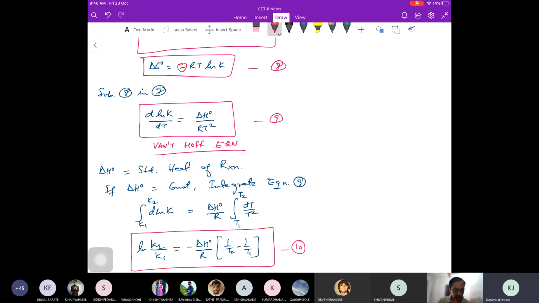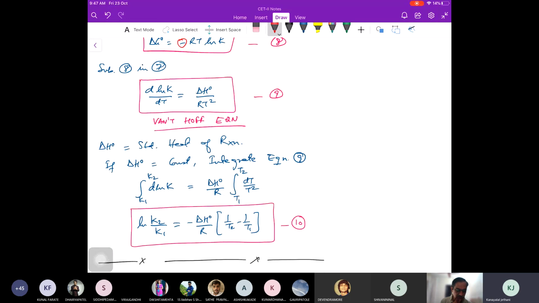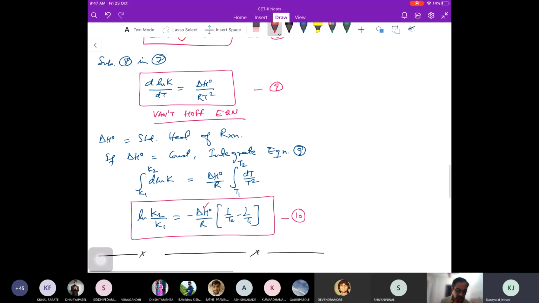Okay, so delta H0 is nothing but the standard heat of reaction, and if delta H0 is constant, we can integrate equation 9 from T1 to T2, where K has values K1 to K2. What you get is ln(K2 by K1) is equal to minus delta H0 by R times (1 upon T2 minus 1 upon T1). So if you know delta H0 and one K value, you can find the second K value. All we need is one K value and the heat of reaction, then you can find the K value at some other temperature.